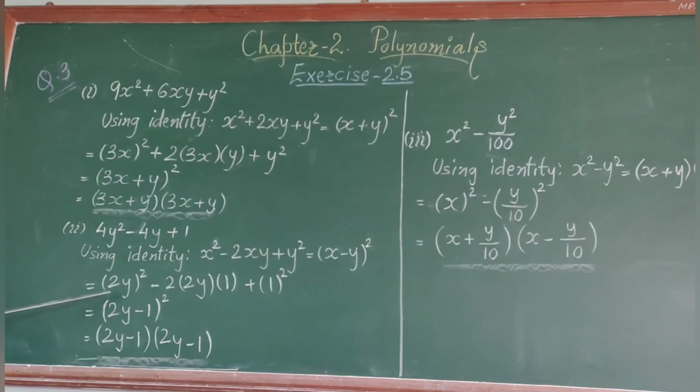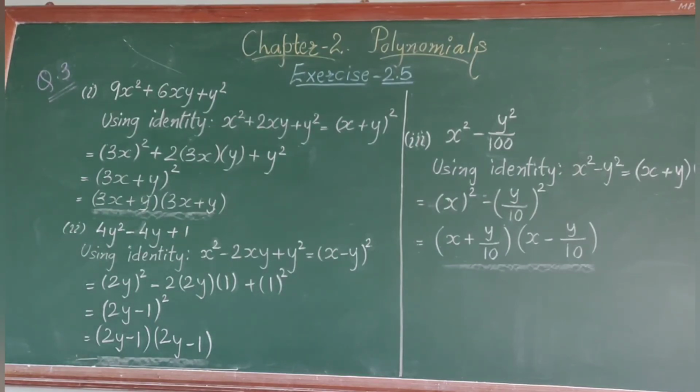That is equal to, the x value is 2y and the y value is 1. So we write (2y minus 1) whole square. That is equal to (2y minus 1) into (2y minus 1).